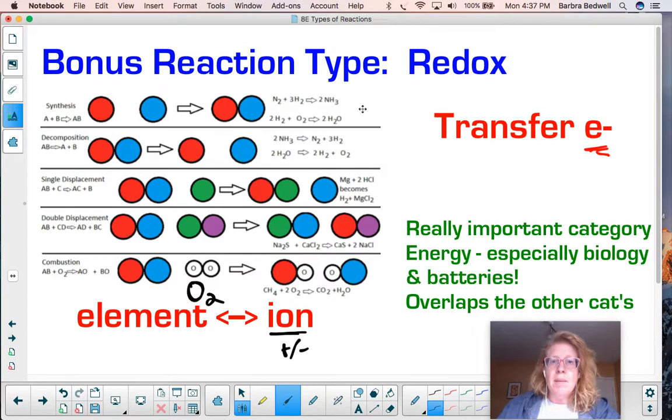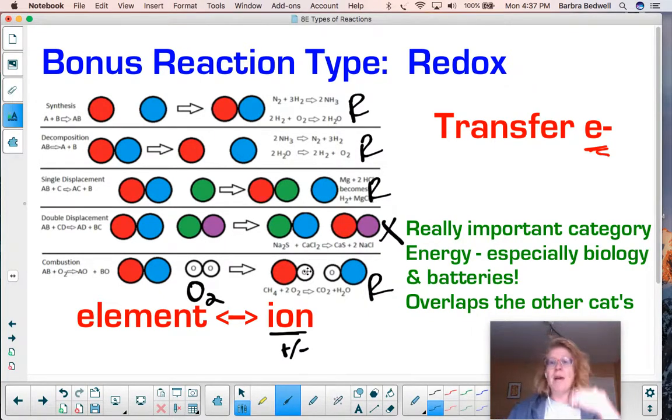So in terms of what these are, this one's redox, this one's redox, this one's redox, this one's not redox, and this one's redox. So you can see that redox actually overlaps a lot of these other categories. And again, how can you tell? If you've got an element that is by itself on one side, and then that same element is in a compound on the other side. Again, oxygen can be kind of confusing with the diatomic gases. Here it is by itself on the left, and then it's in compounds on the right. Then you know it's redox.